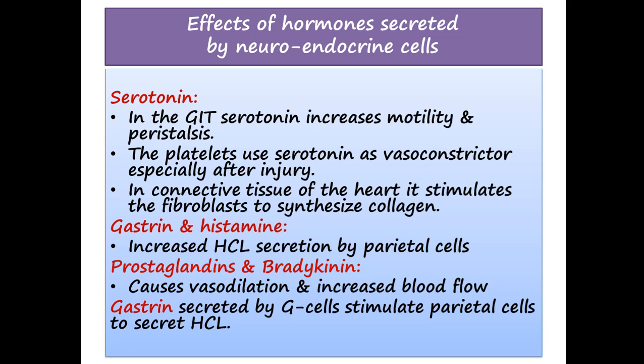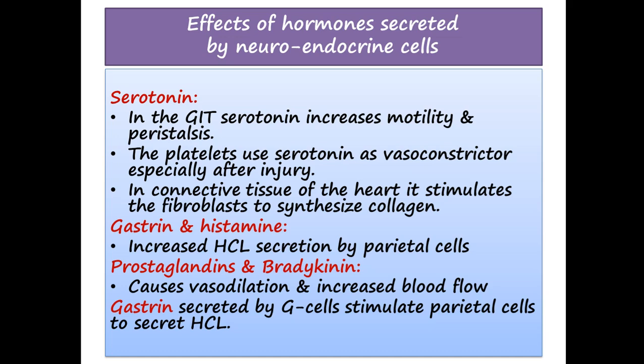Additionally, the serotonin has other effects, and particularly if we talk about the hemostasis and blood coagulation and tissue injury, this serotonin is taken up by the platelets and it is used as a vasoconstrictor for the constriction of the blood vessels that occurs particularly after tissue injury. Another important role of serotonin is that in the connective tissue, and particularly in the connective tissue of the heart, it will stimulate the fibroblasts to synthesize excess collagen.